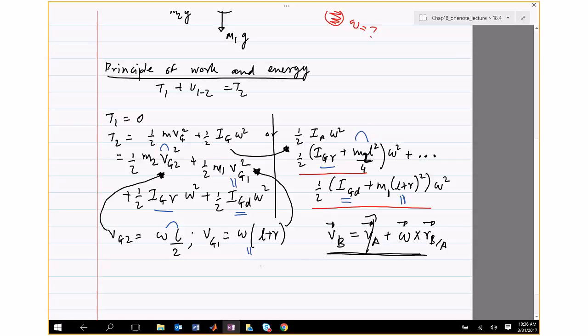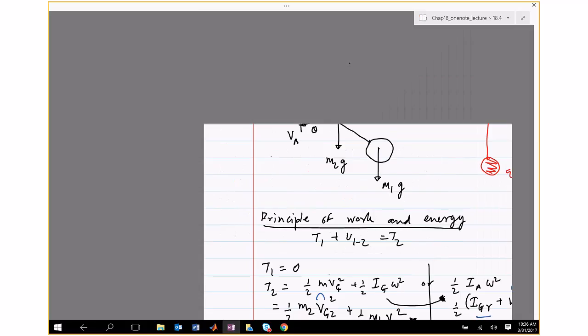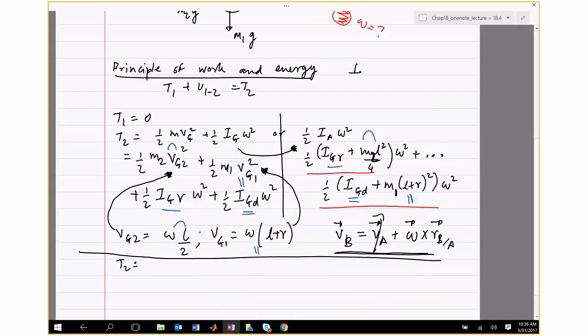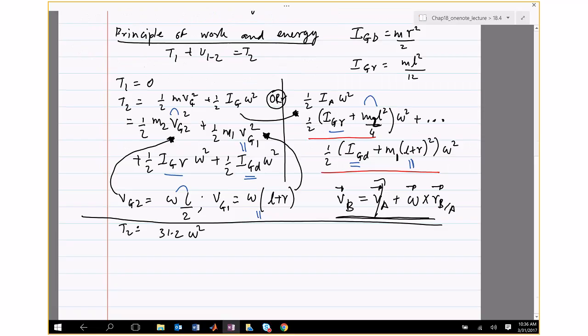So what you get from T2 is, if you put the inertia of the rod, which is ml squared divided by 12, and IG disk is mr squared divided by 2, and IG rod is ml squared divided by 12. If you put that in this expression here, everything else is given to you. What you get is 31.2 omega squared. So we got T1, we got T2. It is in terms of omega squared.